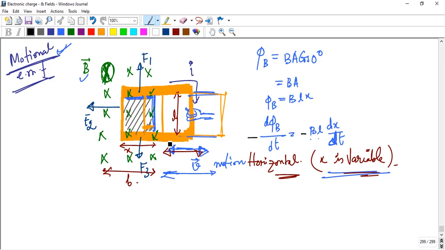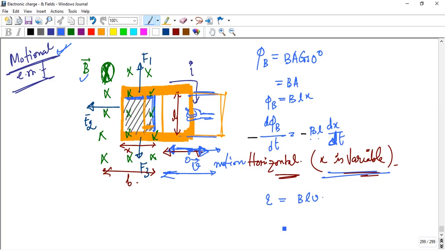Now put a minus sign on both sides, and choose the number of turns n to be 1. So from d phi B by dt we get the EMF with a minus sign, equal to minus, and after differentiation the minus signs cancel, so that is BLv. v is the velocity, dx by dt. Suppose the origin to the right side is plus x, and the left side is minus x. So finally EMF equals BLv.